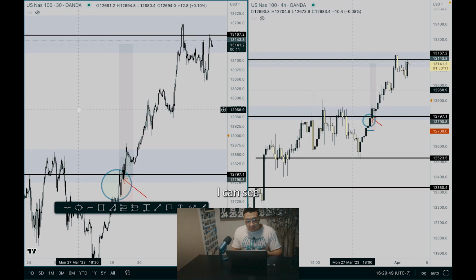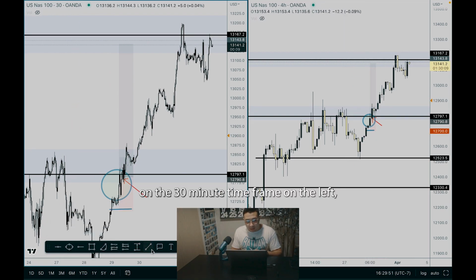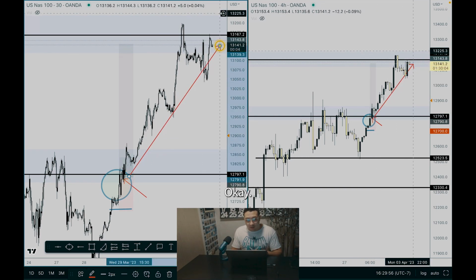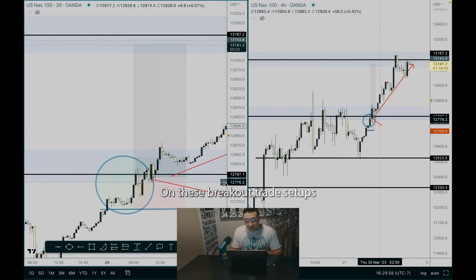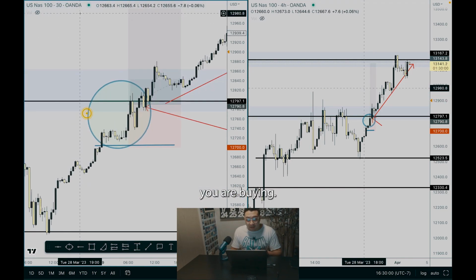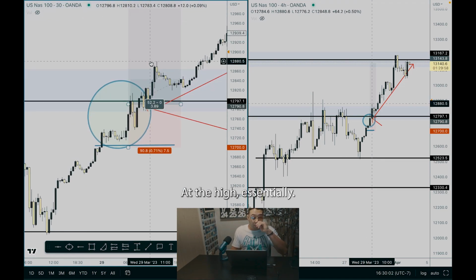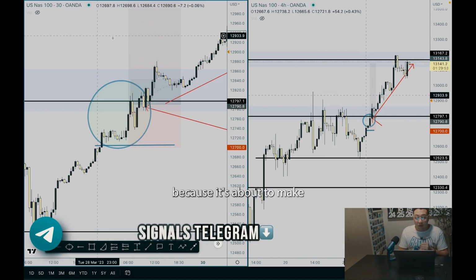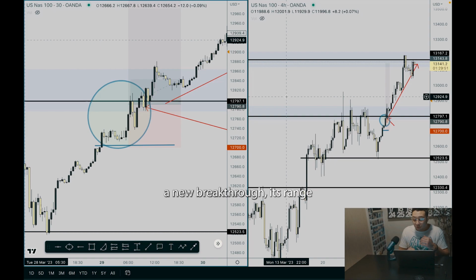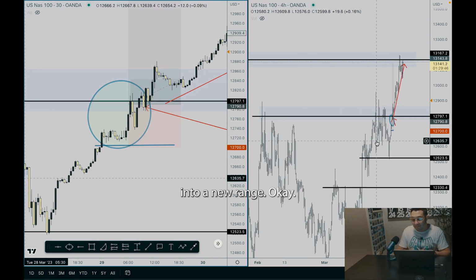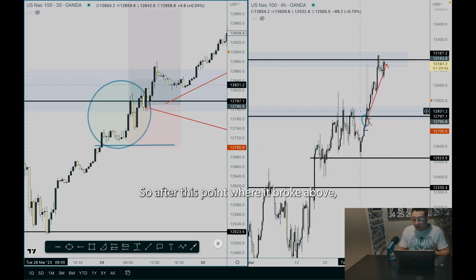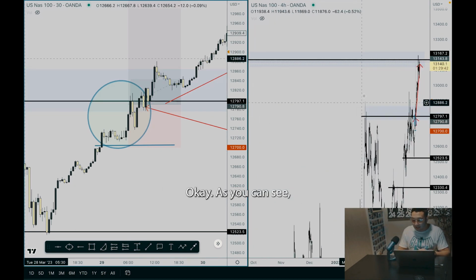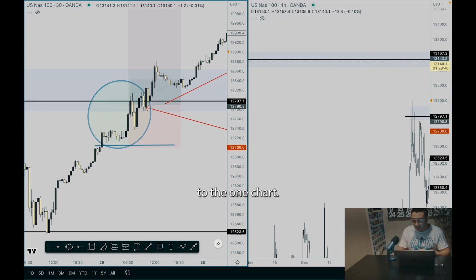As you can see on this 30-minute time frame on the left, all we had was just a strong bullish move after this point. Okay? On these breakout trade setups, you are buying at the high essentially. In that moment in time, it may seem like it's high, but it's not, because it's about to make a new break through its range, make a new higher high point into a new range. Okay, so after this point where it broke above, there was absolutely nothing. Okay, as you can see, let's go back down to the one-hour chart.